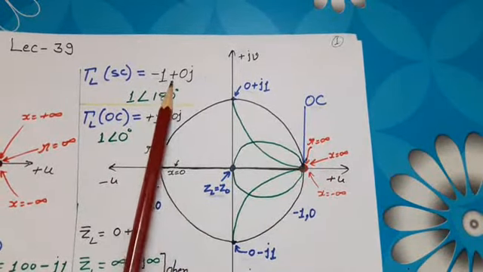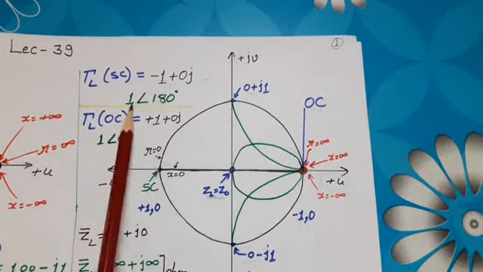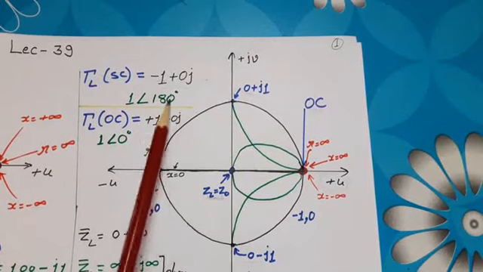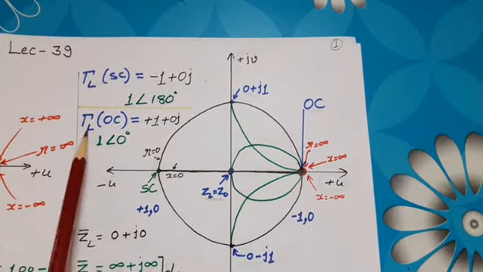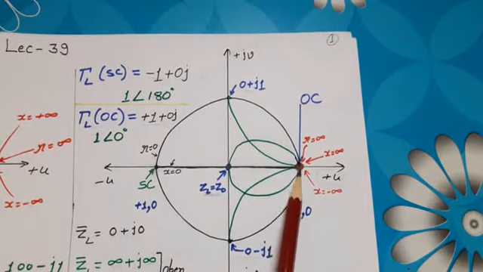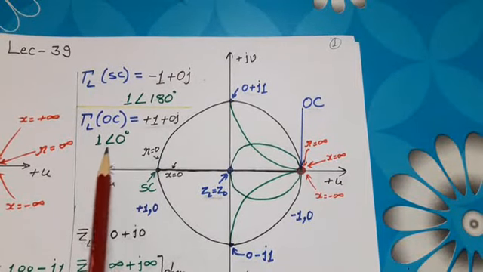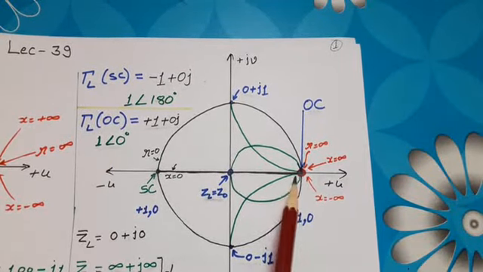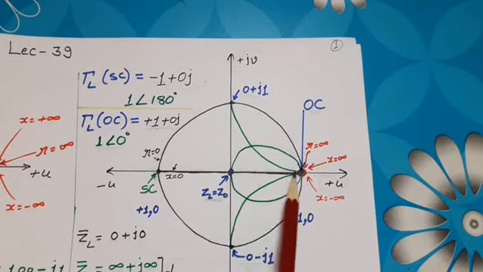If we want to write in magnitude and angle form, then magnitude for this is 1 and angle is 180 degree. If we observe the open circuit point, then for this point we can write gamma L is equal to 1 plus 0j because U value is 1 and V value is 0. We can also write magnitude as 1 and angle as 0 degree. For calculating angle, just connect that point with origin and find the angle of that vector with the horizontal axis.